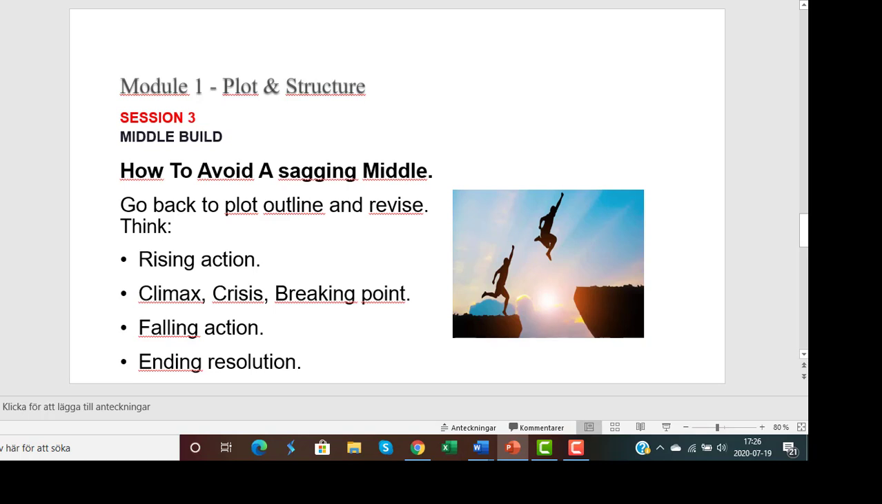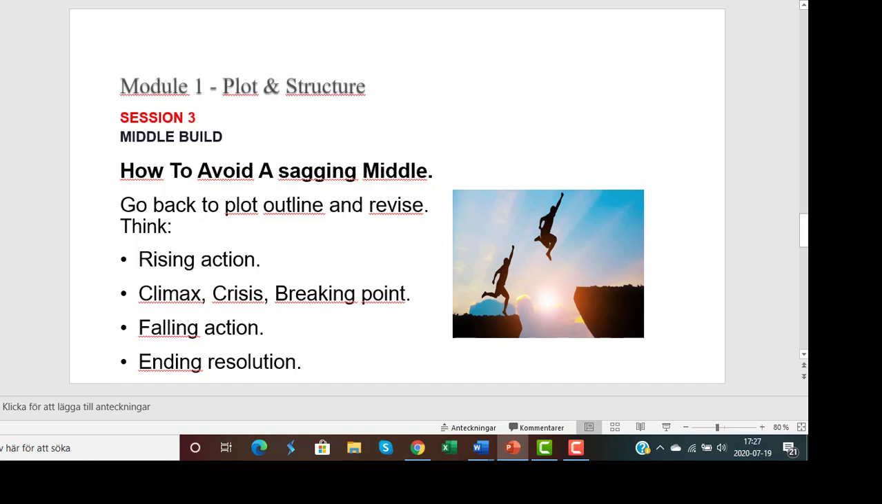Think in terms of rising action, climax, crisis, breaking point, falling action, and ending resolution. In rising action, you need to increase the tension of the story as it advances, and the protagonist should be facing increasing danger and obstacles. The main character keeps pushing forward, experiencing more setbacks and with occasional small victories. The trick is to increase the tension.